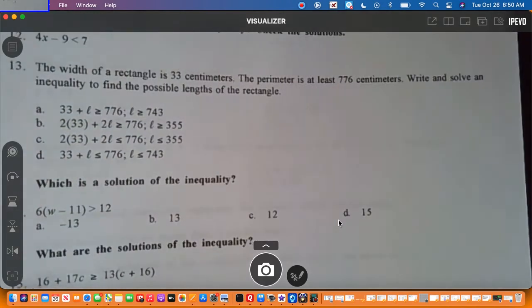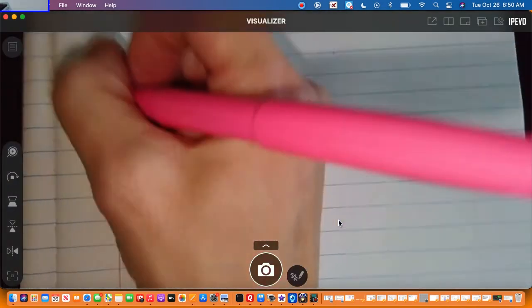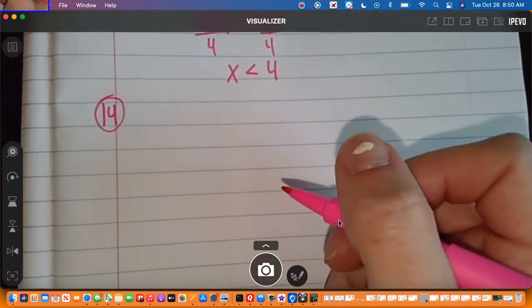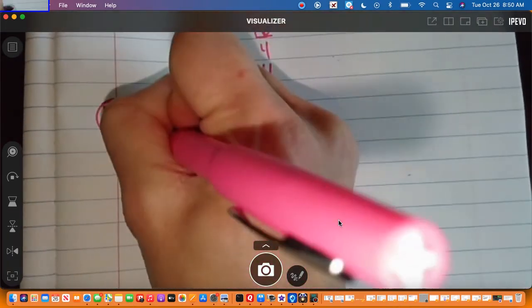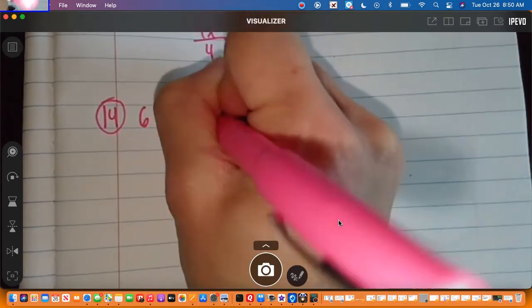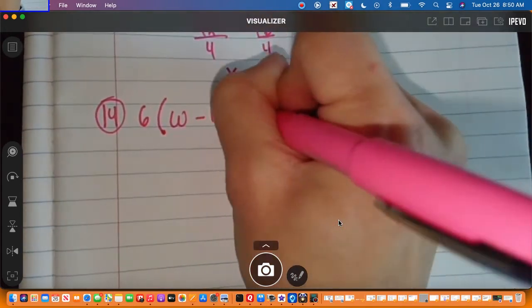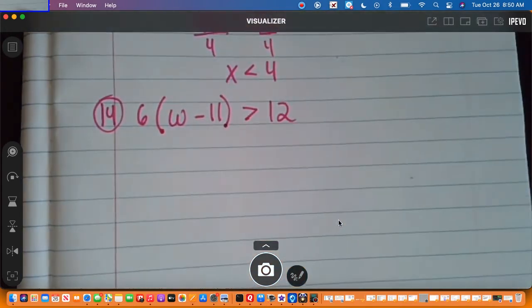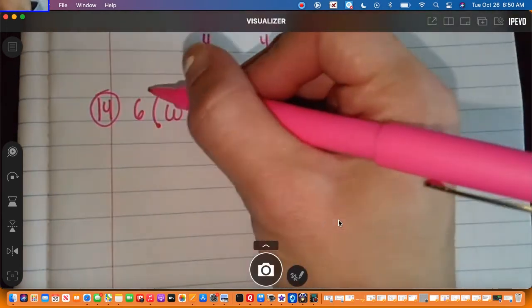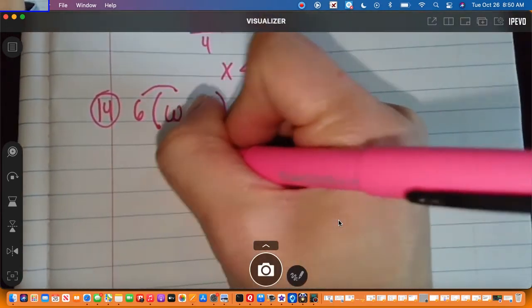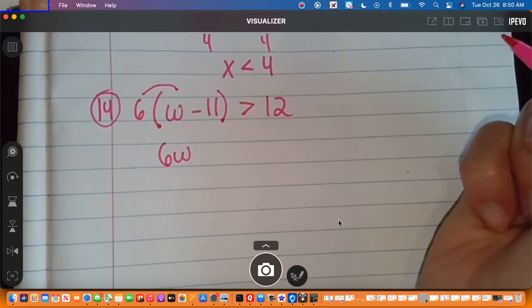Let's look at number 14. If y'all missed that one, I'm going to be mad, because you're working on another class or any other reason. 6 times W minus 11 is greater than 12. All right. How do you solve for W? You distribute. My bad. We're on 14. So 6 times W is 6W.